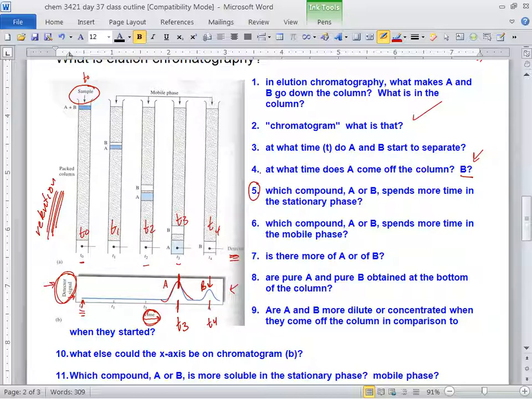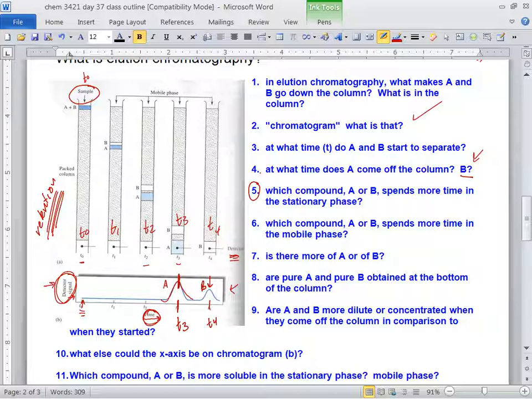Again, these are ideas for all types of chromatography, no matter what the name is. Which compound, A or B, spends more time in the stationary phase? Desiree, what would you say? Right, they're passing through it. They had to spend some time in the stationary phase. B, yeah, because look, B came out at, I don't know, 10 minutes, and A was 8 minutes or something. So B spent more time in the stationary phase.